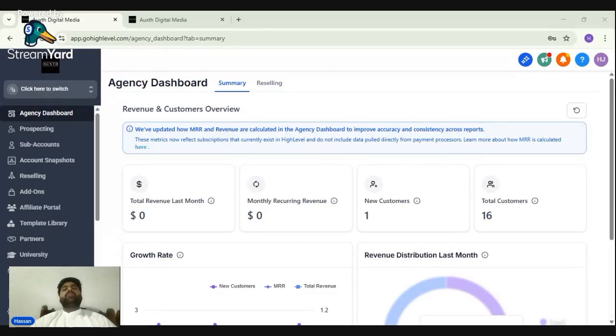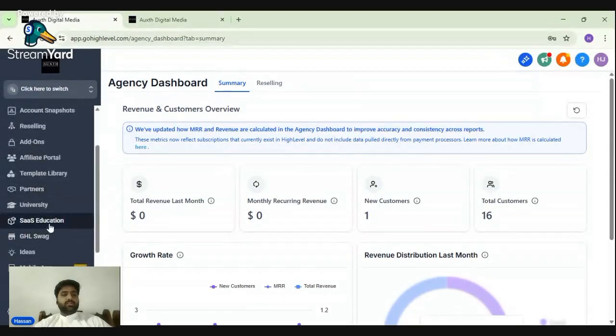If you have an agency account registered in GHL, you can sell your services to your customers, and I can explain it to you. For example, here in my agency account you can see SaaS education. I have enabled it in my account. What this does is that you can sell your AI employee services, your chat widgets and other services to your customers.